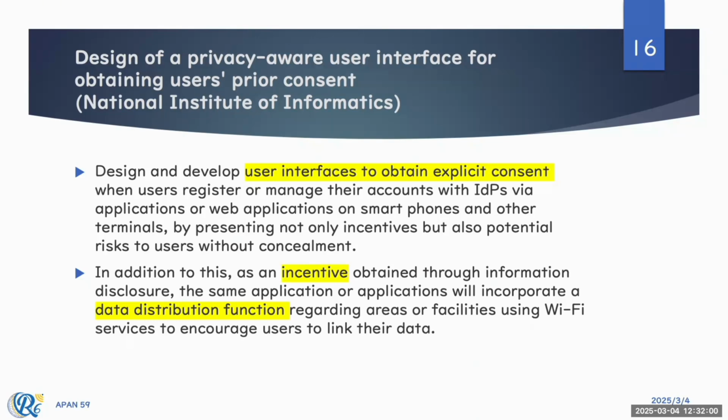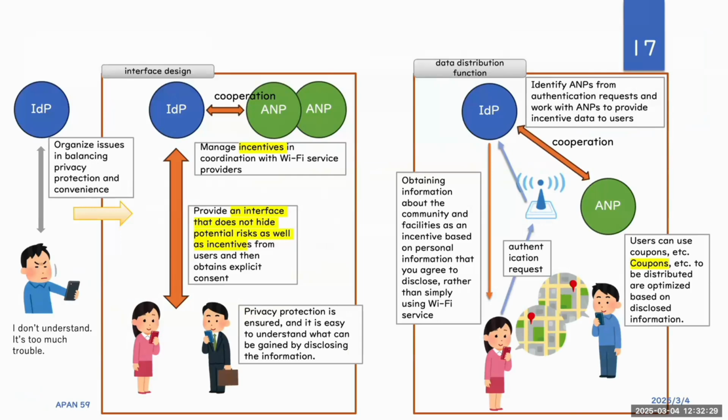And also, in addition to this, as an incentive obtained through the information disclosure, the same application will incorporate a data distribution function regarding areas or facilities using Wi-Fi services to encourage users to link their information. So this slide shows an outline sketch of our research theme.